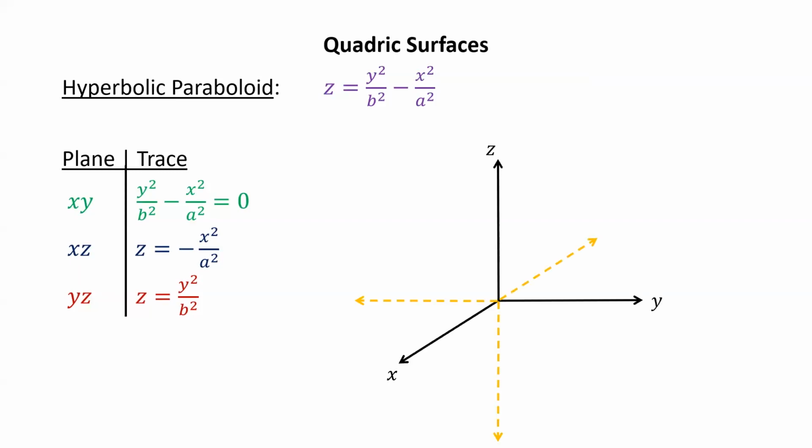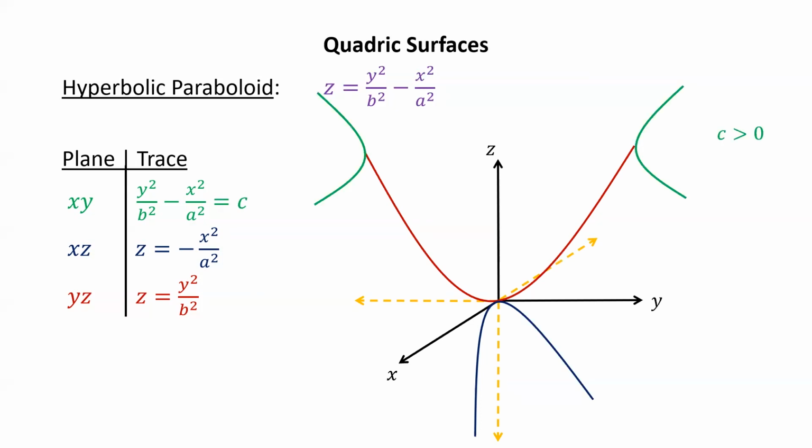Okay, so let's sketch some of this. In the yz plane, we have this upward-facing parabola. In the xz plane, we have a downward-facing parabola. Note that this one is coming out and moving in as we trace out the parabola. Now, for the green, the trace in the xy plane just gave us the origin. That's not particularly interesting. So let's look at c values that are bigger than 0. In other words, let's look at an equation of the form y squared over b squared minus x squared over a squared equals c, starting with c greater than 0.